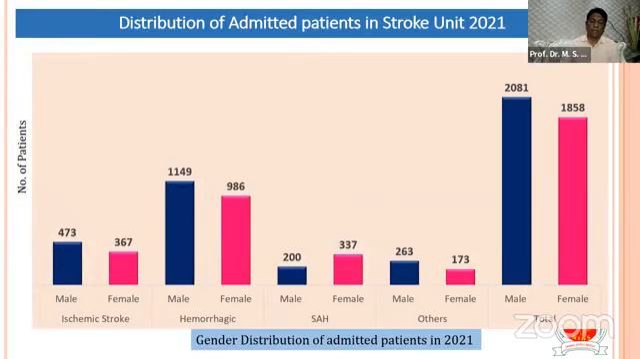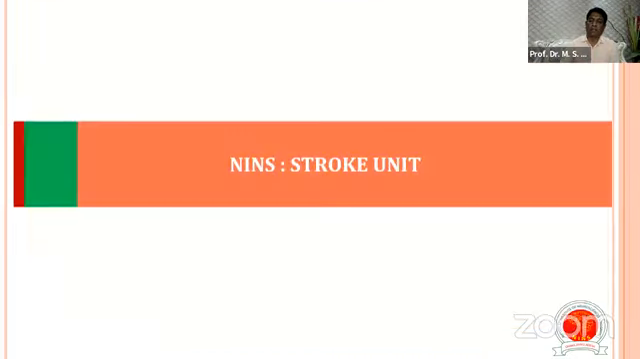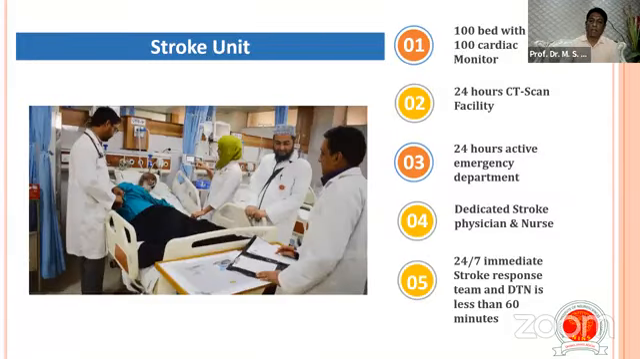Gender distribution of admitted patients in 2021: total male patients 2018 and female 158. Stroke unit 100 bedded with 100 cardiac monitors, 24 hours CT scan facility, 24 hours active emergency department, dedicated stroke physician and nurse, 24/7 immediate stroke response team, and door-to-needle time less than 60 minutes.